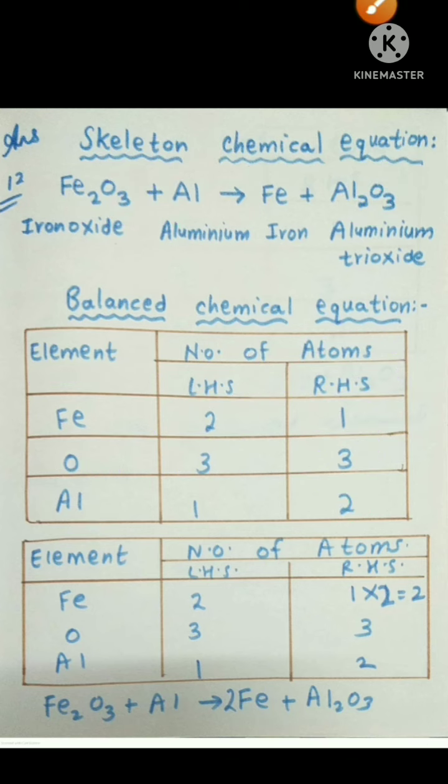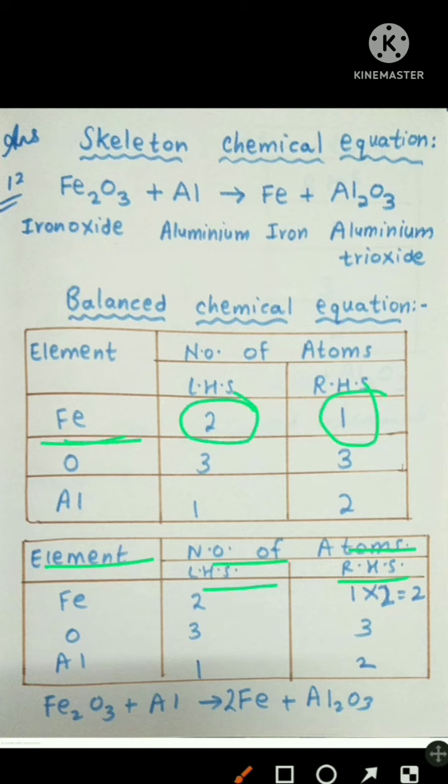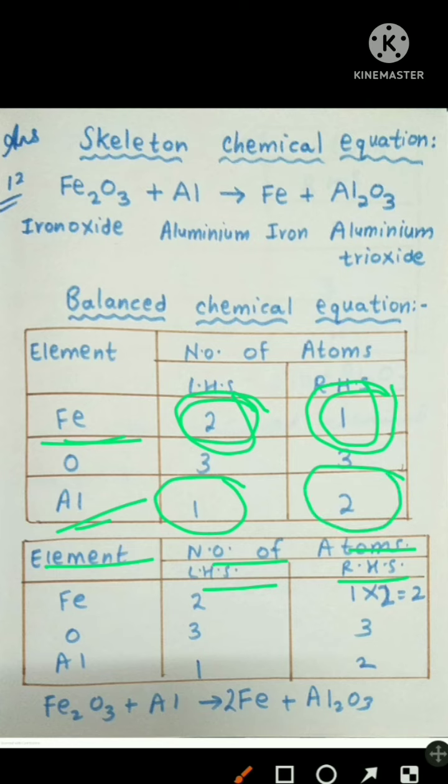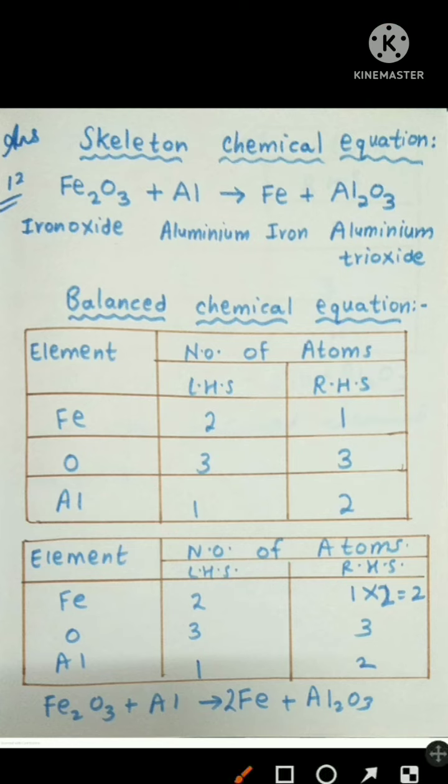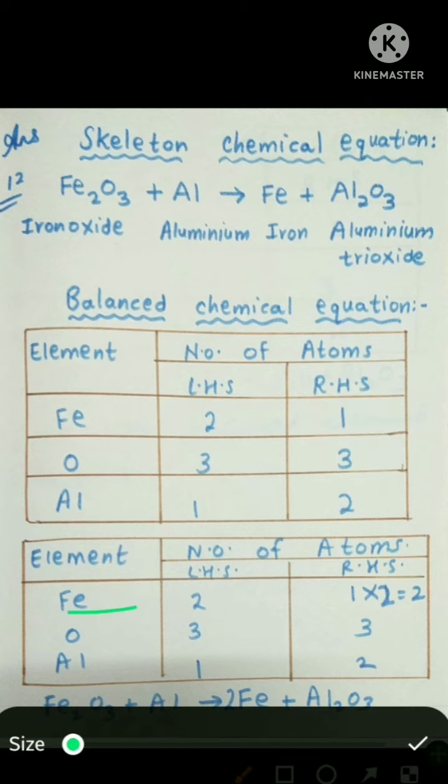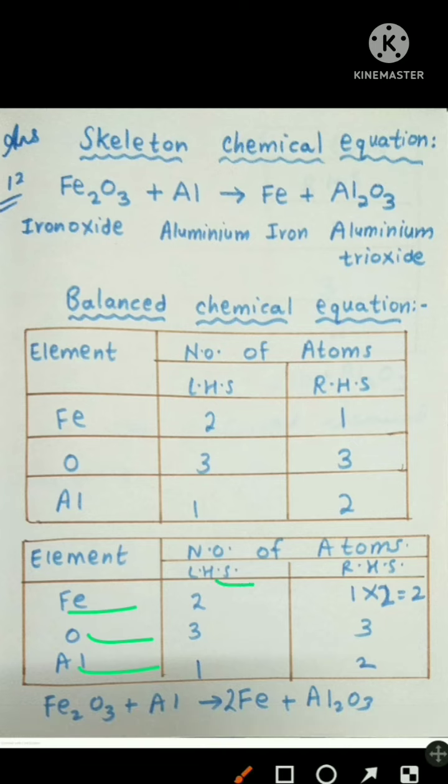Remember, the atoms which are attached, they are there naturally. Naturally means we cannot attach the atoms by our wish. Only we can write the atoms beside, not below. So here if we observe, the atoms of iron on LHS and RHS are not equal, 2 and 1. Similarly, atoms of aluminium are also not equal, 1 and 2. So what to do? Either balance iron or balance aluminium. So what we will do? We will balance iron first.